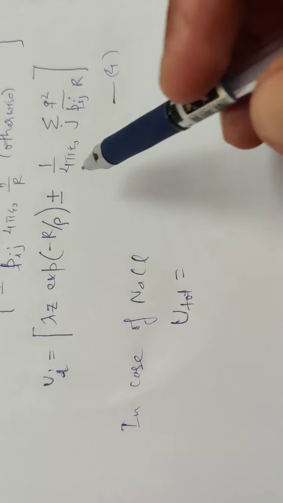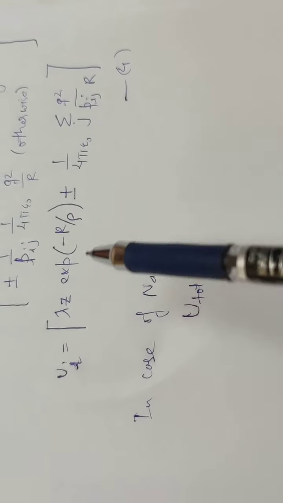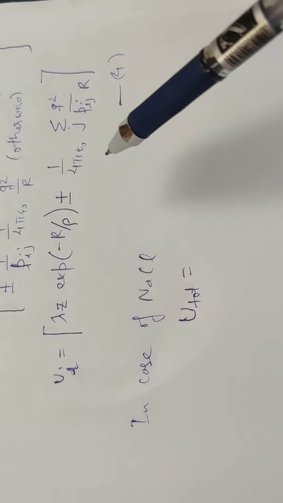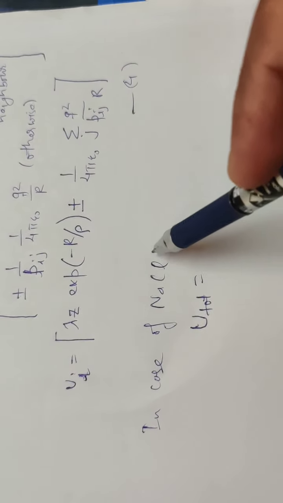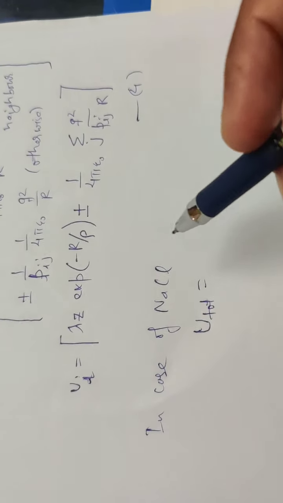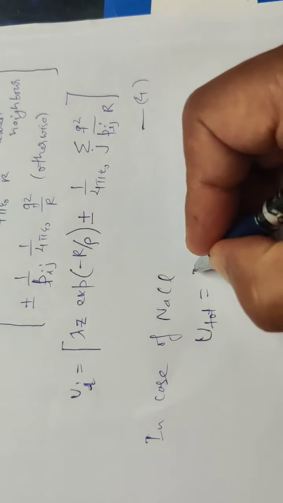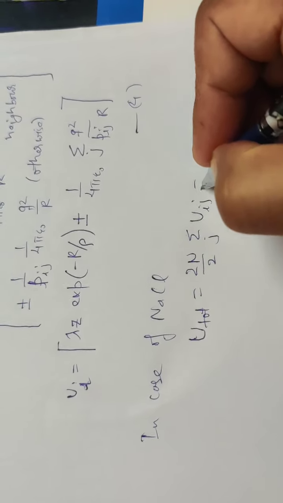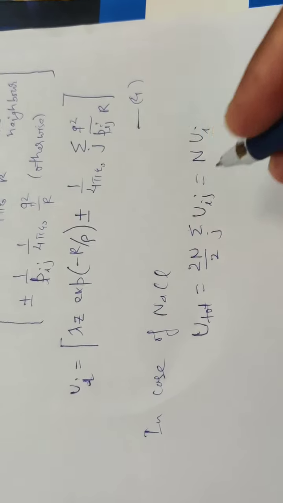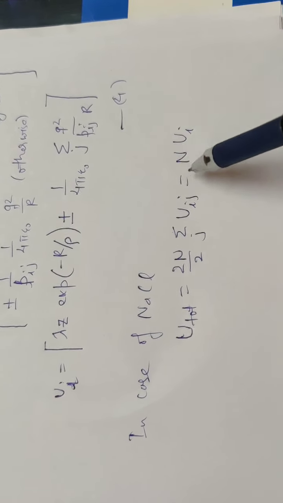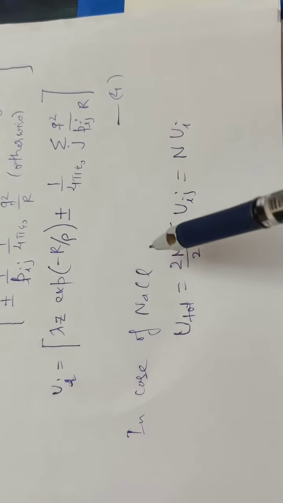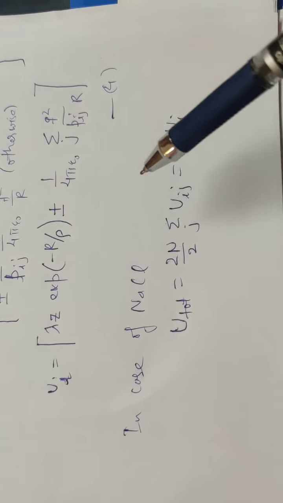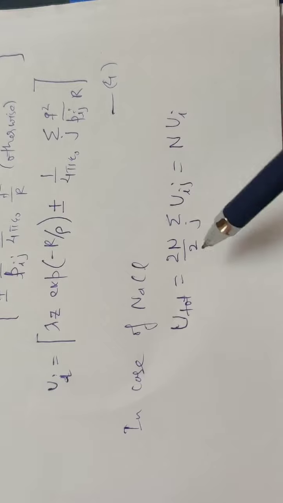Since you consider that your sodium chloride crystal consists of N positive ions and N negative ions, therefore total ions in this sodium chloride crystal will be 2N. So then the total contribution will be 2N upon 2 sigma j U_ij. So this will be N U_i, because this does not depend upon the reference sign. So therefore there will be N positive and N negative, so this will be 2N. The contribution will be only from N.